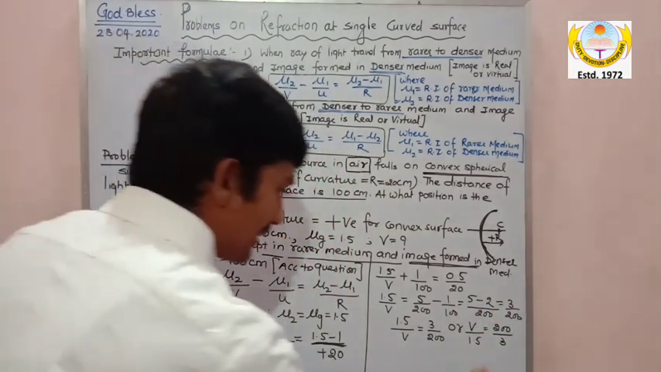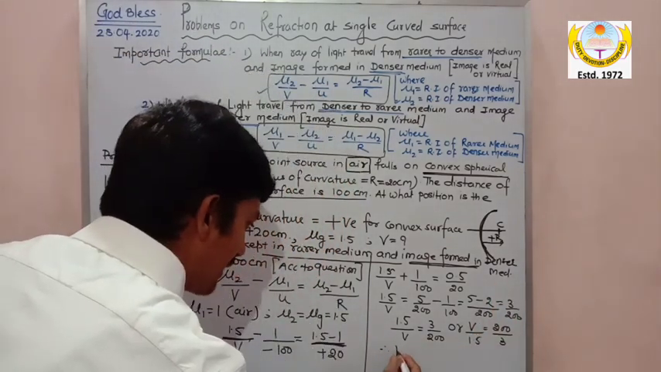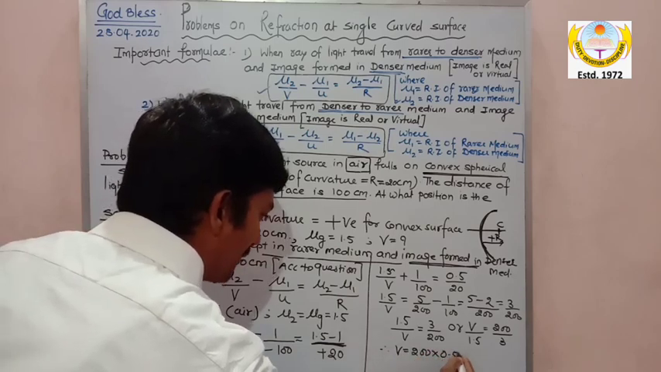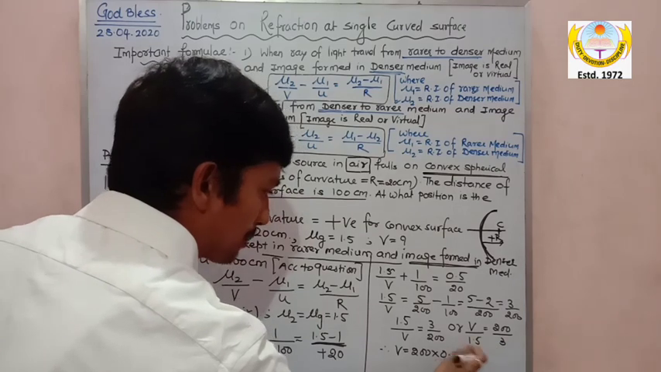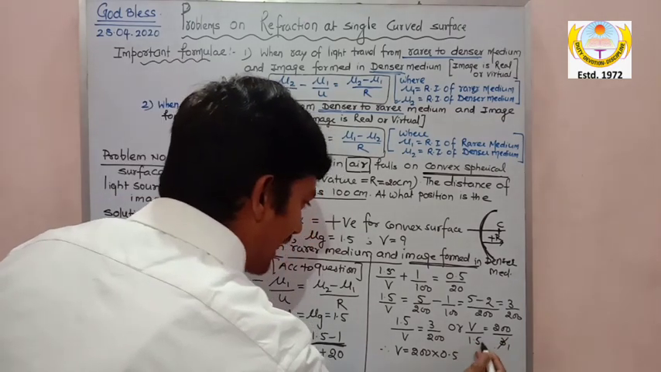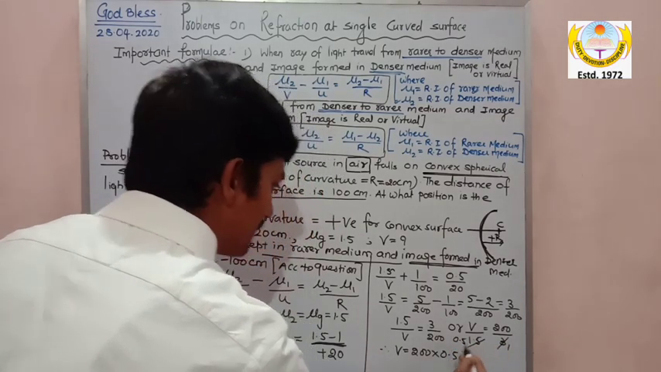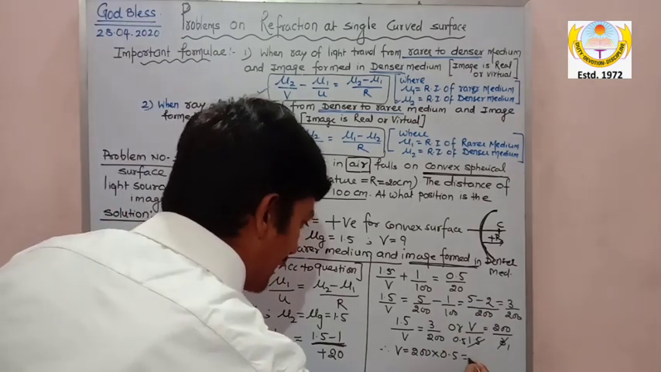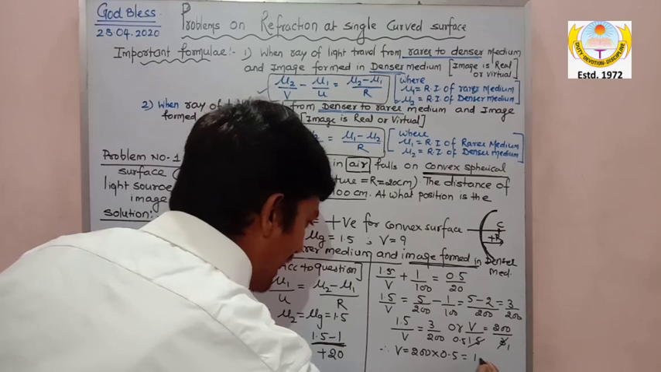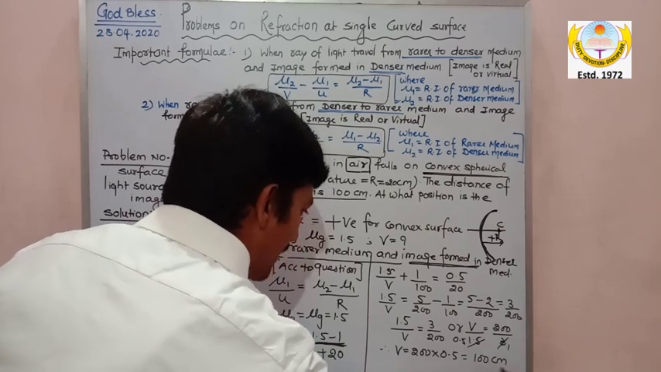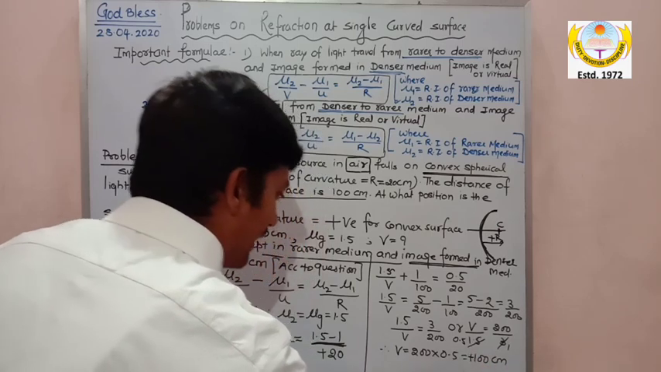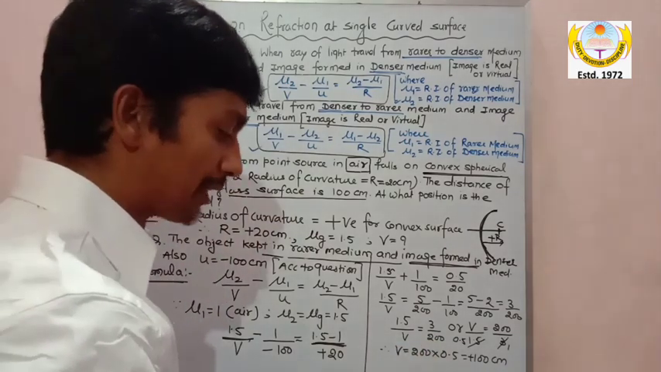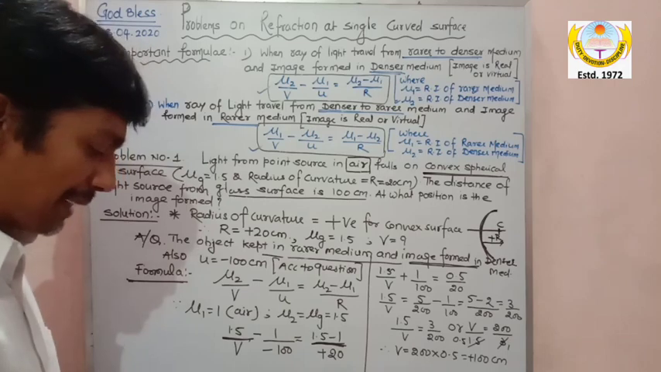Now, therefore V is equal to 200 multiplied by 0.5, because this is 3 ones are and this is 3.5s are. So now 0.5 and this will be multiplied, and this will give me 100 centimeter. I am getting the value of V as positive. What is the meaning of this?